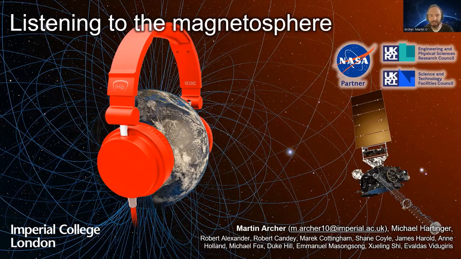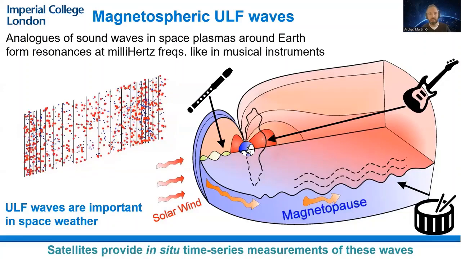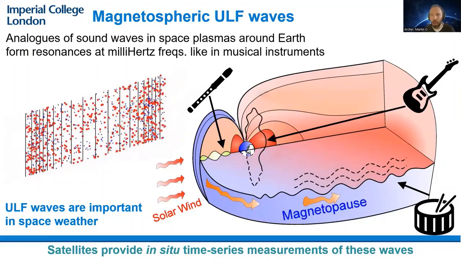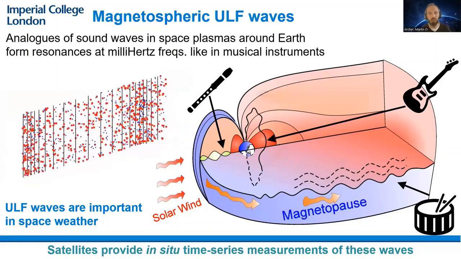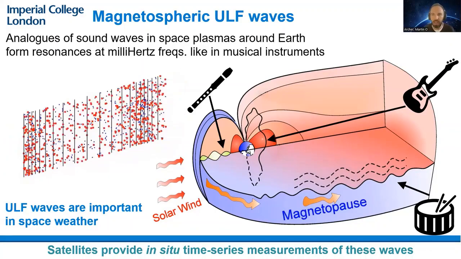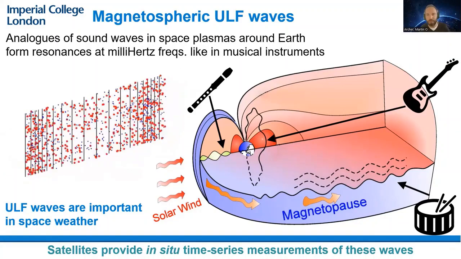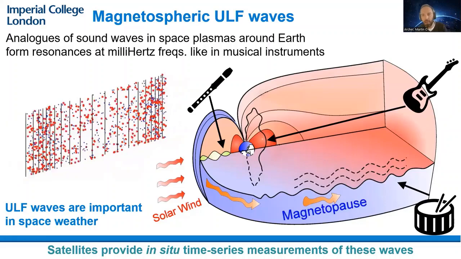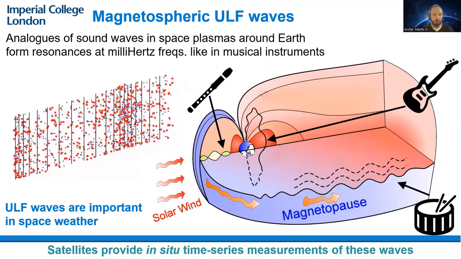Martin Archer. I'm a Stephen Hawking Fellow in Space Physics at Imperial College London in the UK, and I'm going to talk about how myself and my collaborators have been listening to the magnetosphere. In particular, we study magnetospheric ultra-low frequency or ULF waves. When it comes to plasmas, the space plasmas around our planet, these waves are the analogues of sound waves.